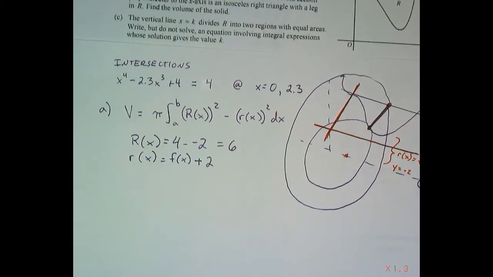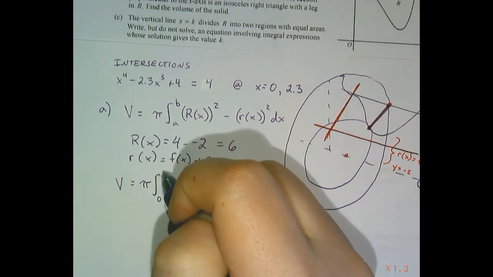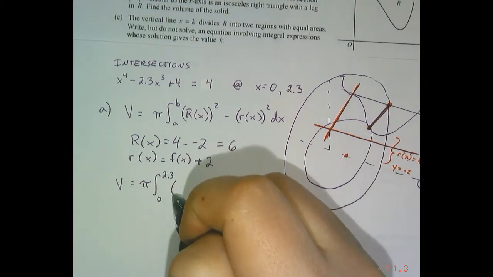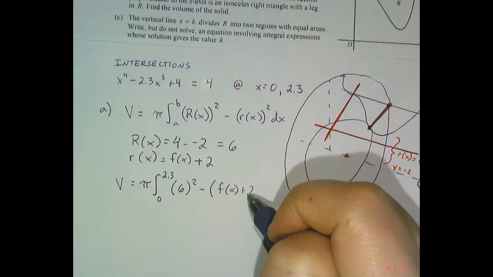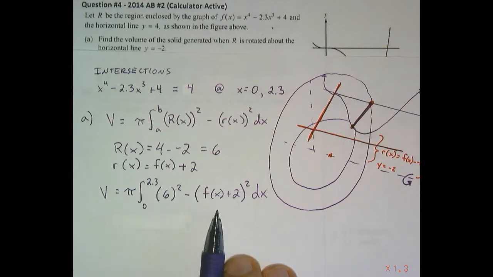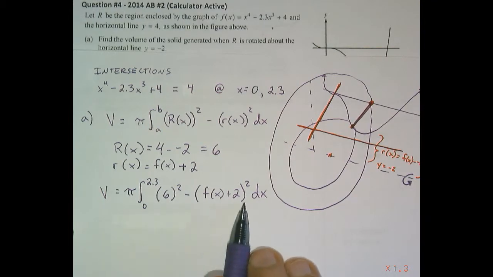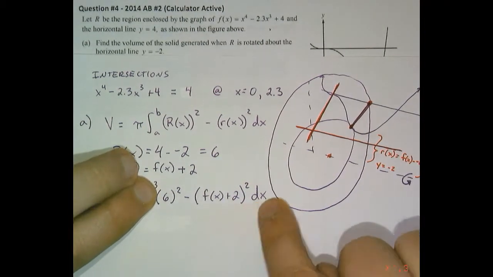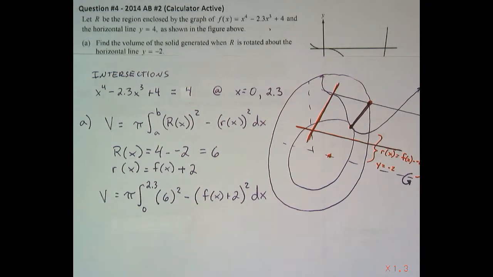When we set up our volume expression, our boundaries go from 0 to 2.3. Our big radius is 6, and our little radius is f of x plus 2, quantity squared, dx. Just to recap, the integrand represents the area of one washer. This times pi represents the area of one washer. If we multiply it by our dx, we're getting the volume of one washer. And then if we sum that up from 0 to 2.3, we get the volume of the whole revolution.